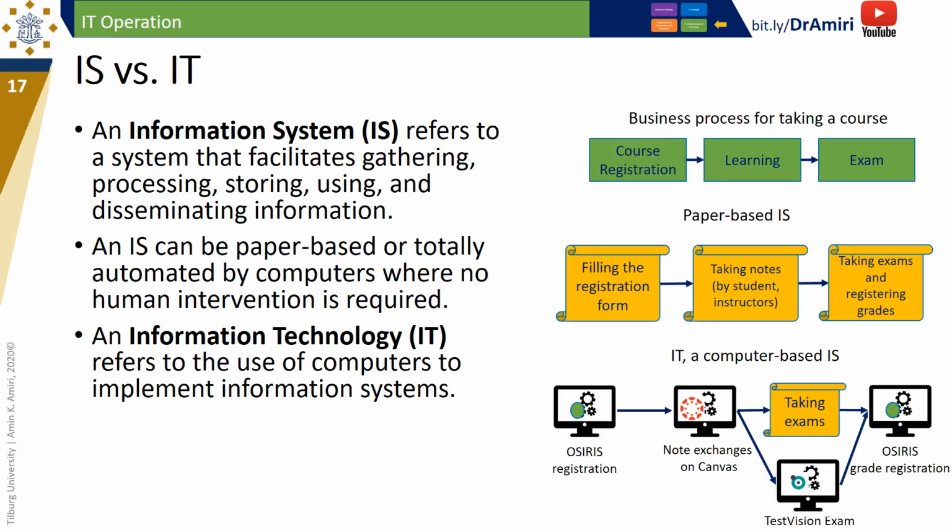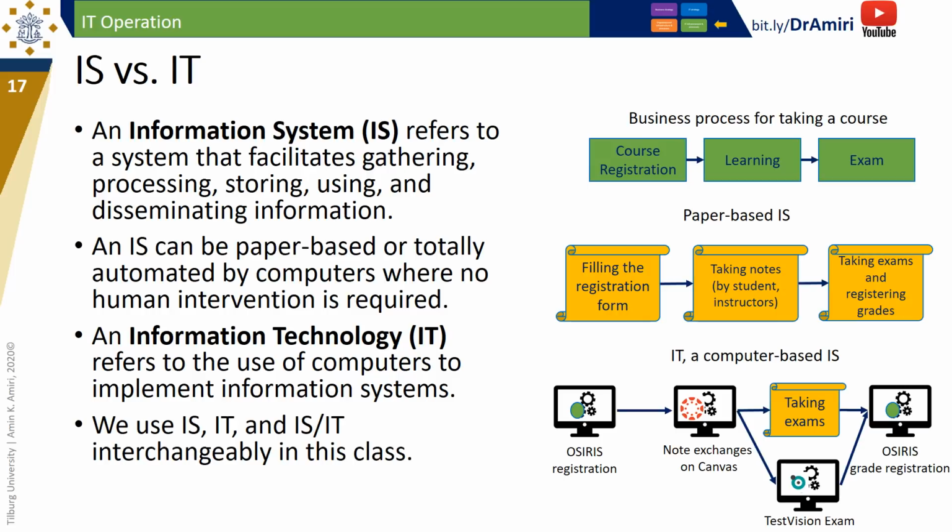Here, in this case, we can say that we have a computer-based information system or an information technology. So IT refers to the use of computers to implement information systems. But note that in this course, we use IS and IT interchangeably.